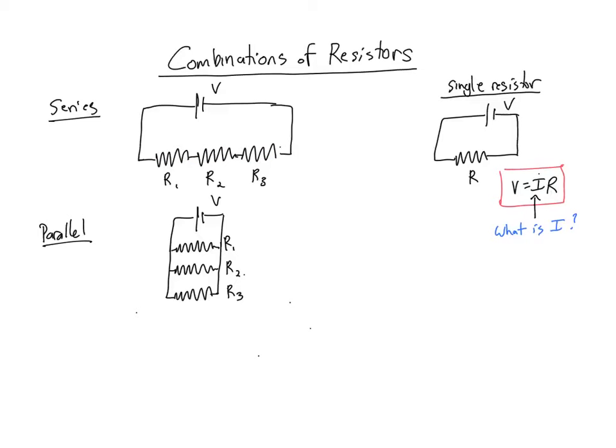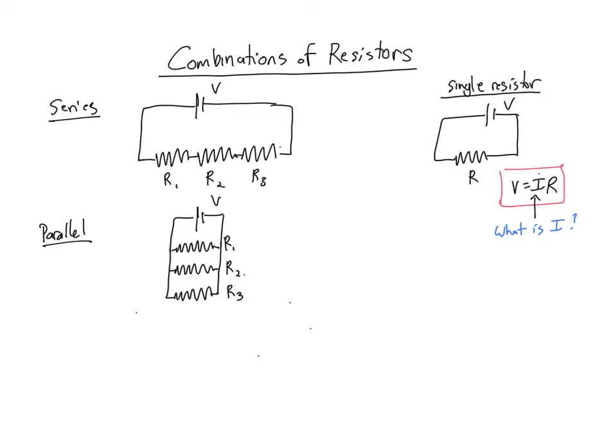For the parallel one, parallel here means something like parallel lines. The current leaves the battery and then chooses which direction to go down, and how it chooses depends on what the exact resistances are. So every part of the current goes through every resistor for the series, but not every charge in the current goes through the resistors.